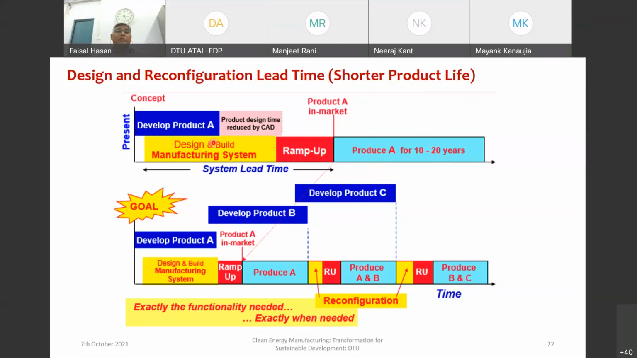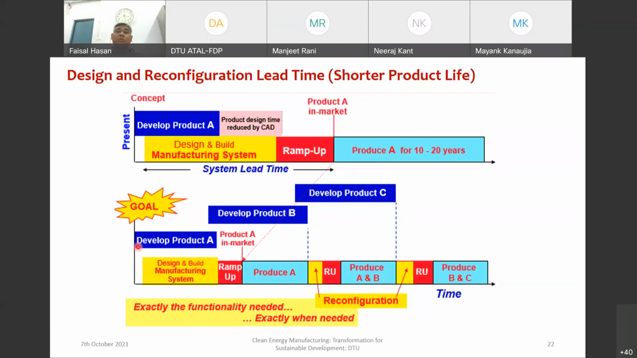This is the traditional way of manufacturing a system. Of course, from the development until the product is ready, we call this the system lead time. Okay, so this is how things were happening. Now, if we see the modern scenario, what do we have?